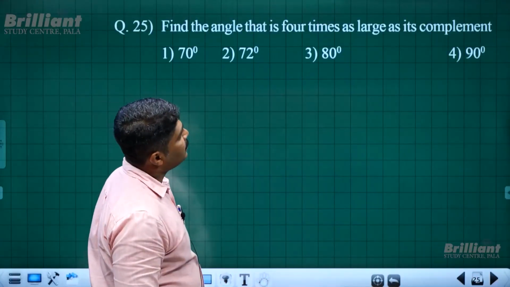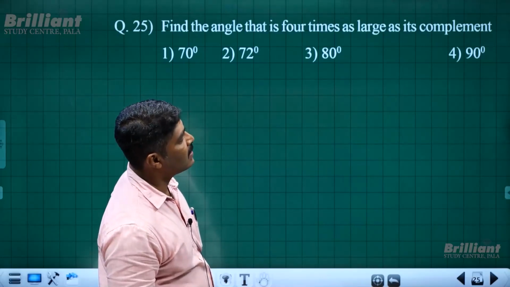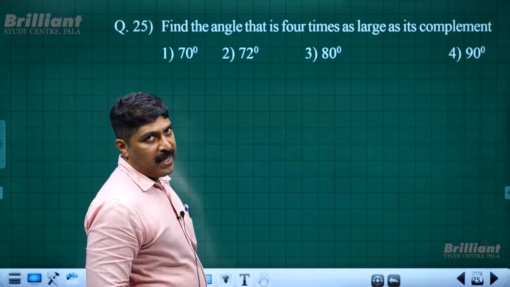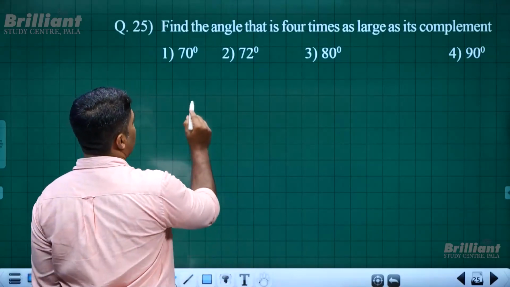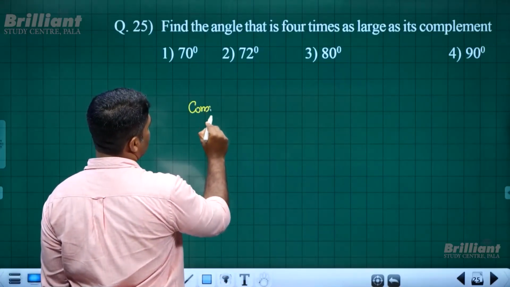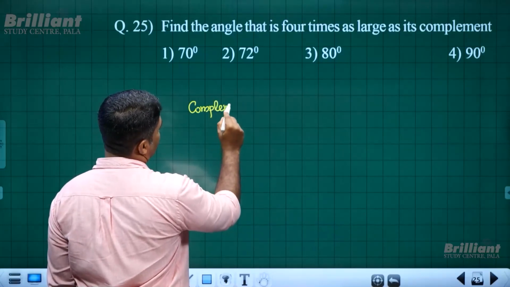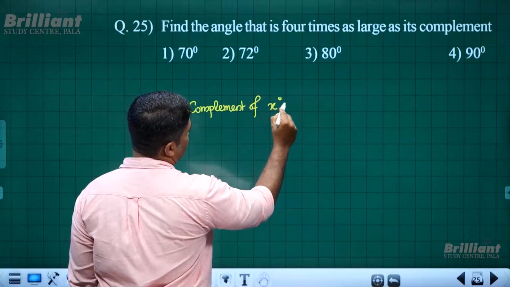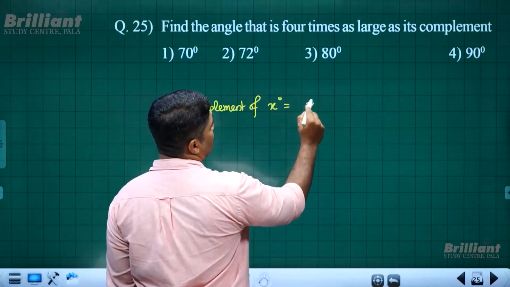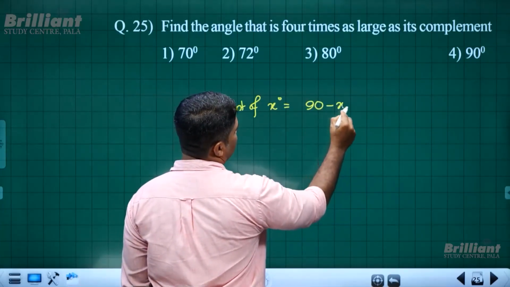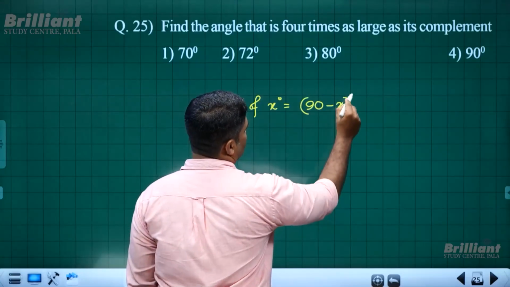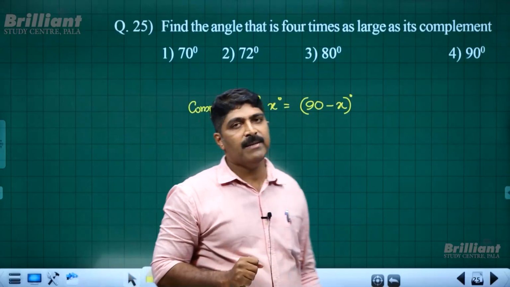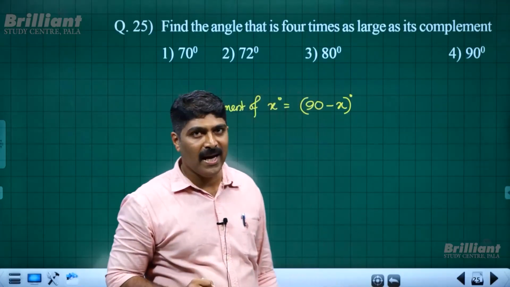Find the angle that is 4 times as large as its complement. What is a complementary angle? First of all, we have to consider the concept: the complement of x is 90 minus x. The concept is very simple. The sum of those 2 angles will be equal to 90 degrees, and then those 2 angles are called complementary angles.